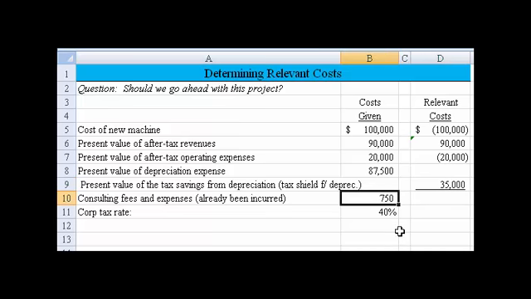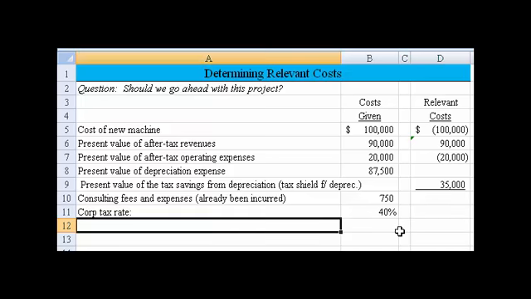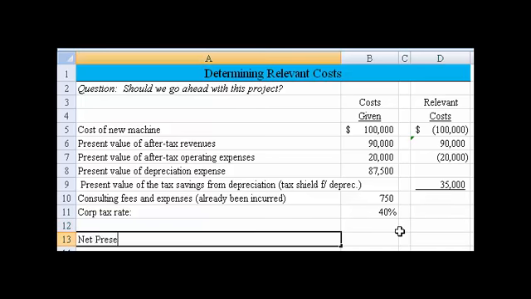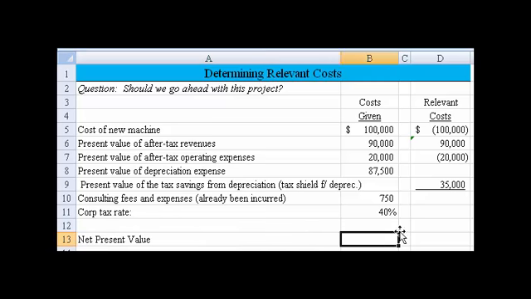Now, the $750 we've already incurred with consulting fees and expenses related to looking at this project at this point is a sunk cost. It's irrelevant. We've already spent the money. It doesn't matter one way or the other, so we should exclude that. And with that, we could then calculate the net present value. These are all in present values, and we simply sum the dollar amounts.